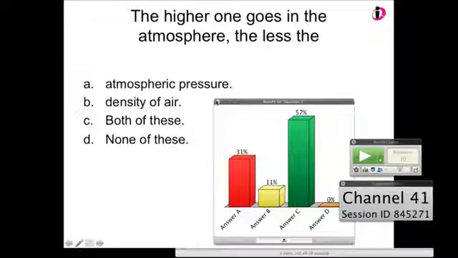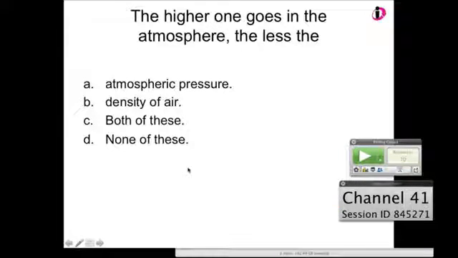So the majority C, most of you, next A. You're absolutely right. Atmospheric pressure drops because you're not as deep in the atmosphere. Absolutely. You also, though, have a lot less air up there. So it's both of them. If you have less air up there, then it's less dense. Less mass for the same volume. So they both are actually changing.